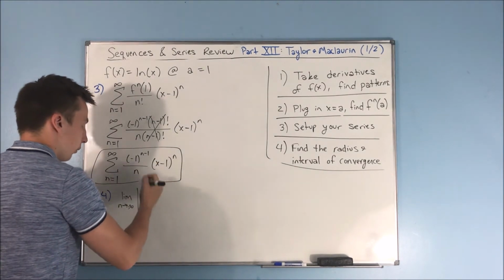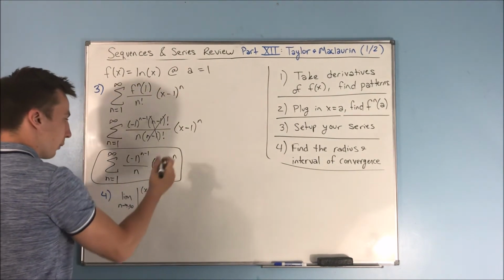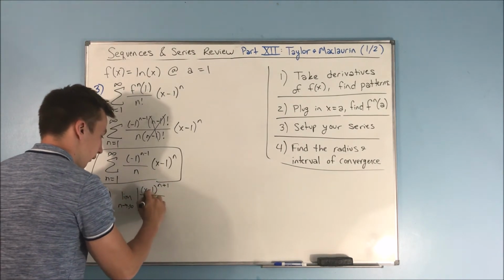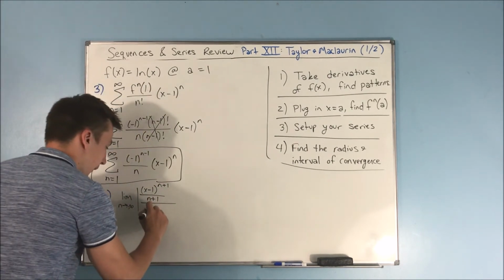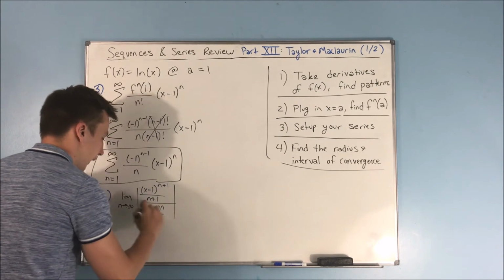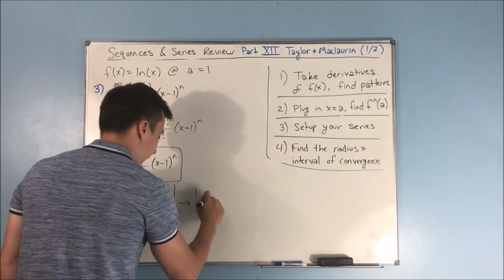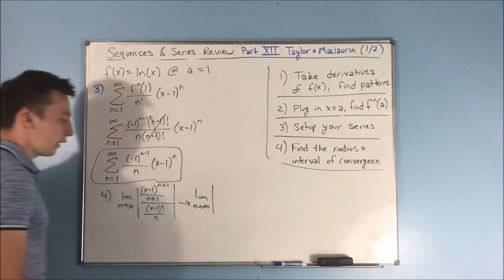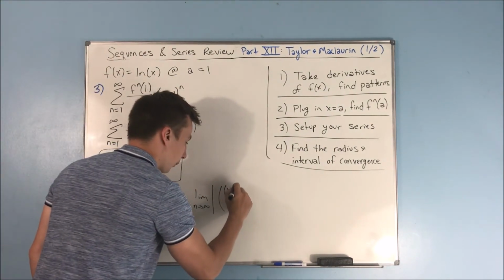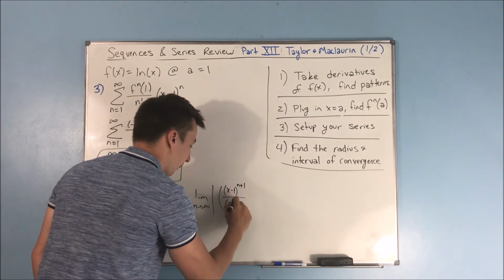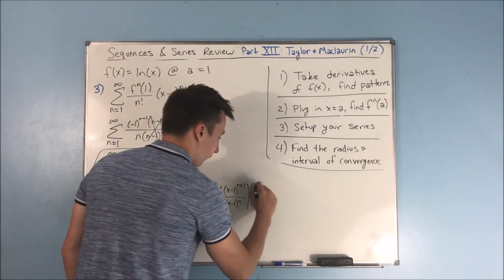Now, remember, we have a sub n plus 1 over a sub n, so a sub n plus 1 will just be plugging in an n plus 1 for an n, and we get this. And then we're going to put that over (x minus 1) to the n over n, just a regular a sub n. Now let's clean this up a little bit. We're going to have the limit as n approaches infinity of the absolute value of (x minus 1) to the n plus 1 over (x minus 1) to the n, multiplied by n over n plus 1.